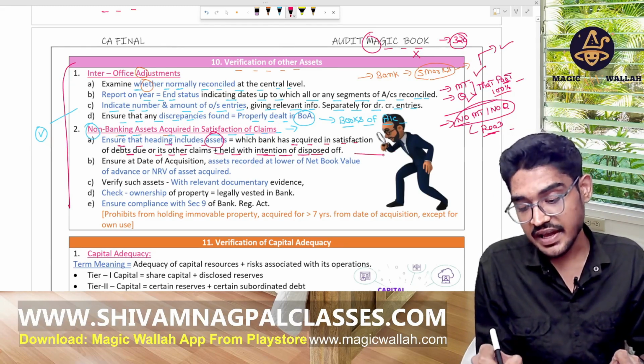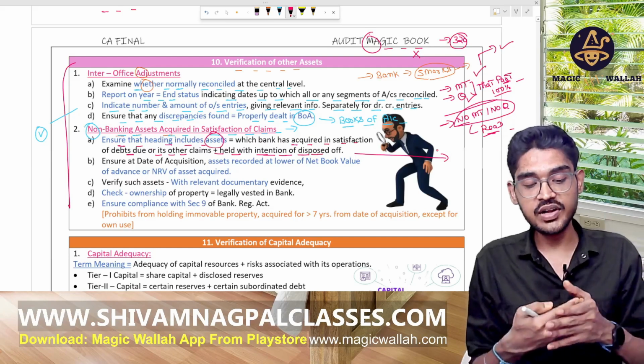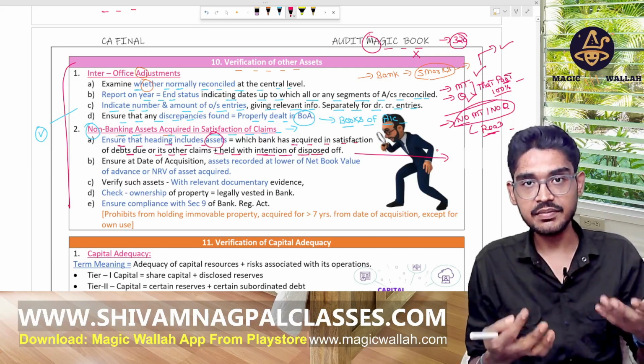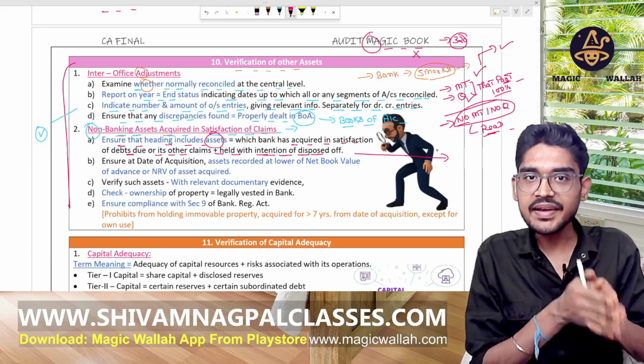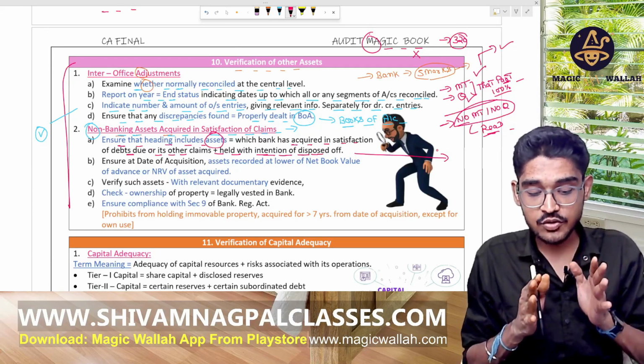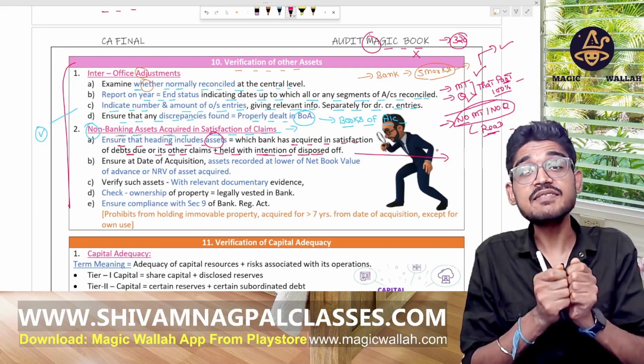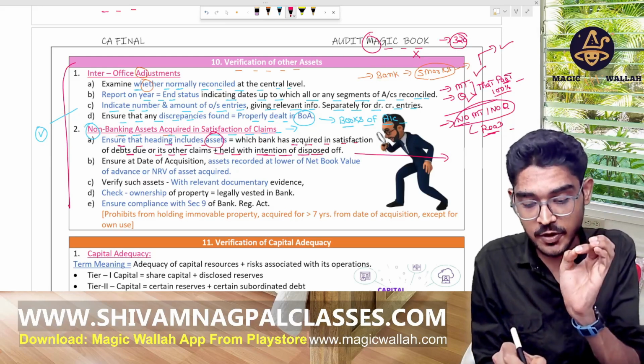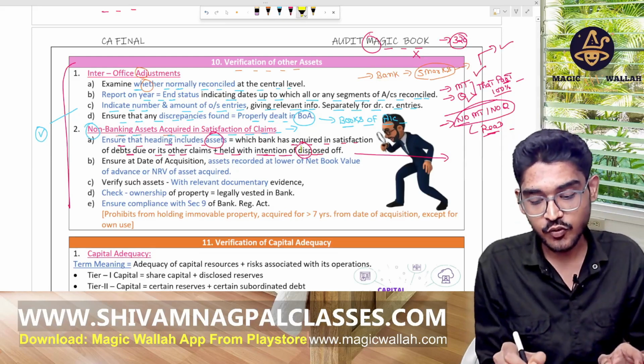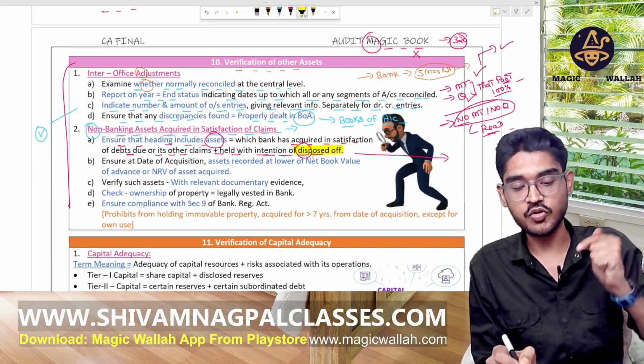Okay, because a bank cannot do the business of holding land and buildings and selling them, right? Their main business is doing the banking. So all these assets are those which are acquired for the satisfaction of the claims and for disposal purpose, not for holding purpose.